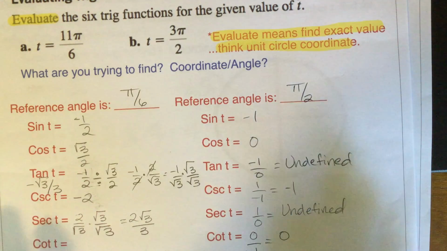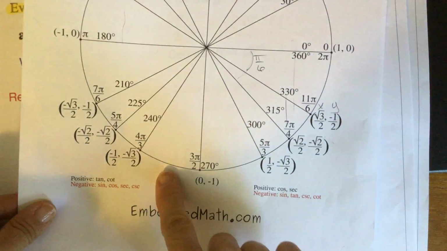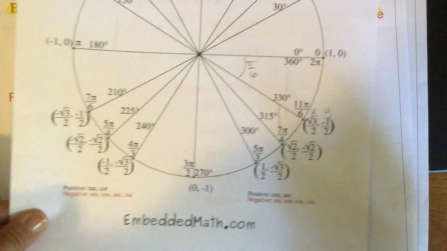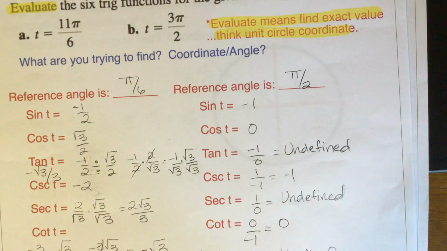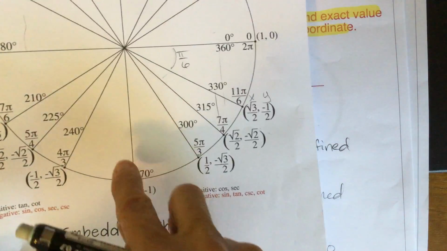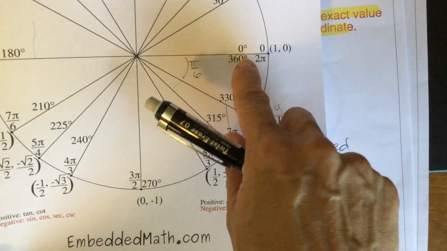All right, B is easier but trickier. So it asks for a reference angle, and if you look at the unit circle, 3 pi over 2 is here. And so my reference angle is pi over 2, but if you remember the definition of a reference angle, it has to be an acute angle, which means it's less than 90 degrees. So it's not really a reference angle, but I'm just putting it down there as that's the distance between the 3 pi over 2 and 2 pi.